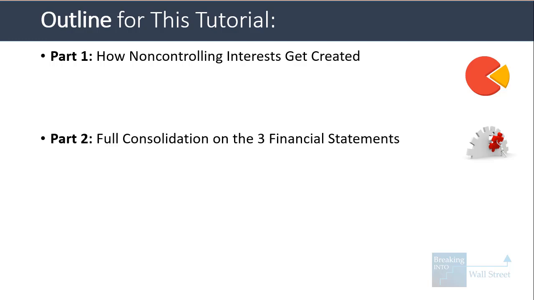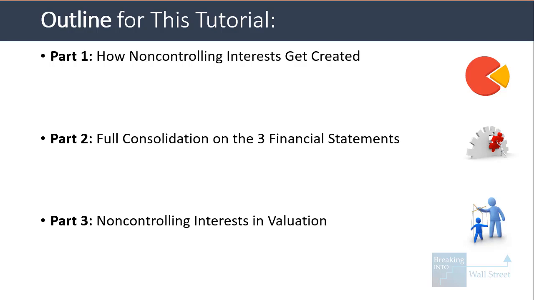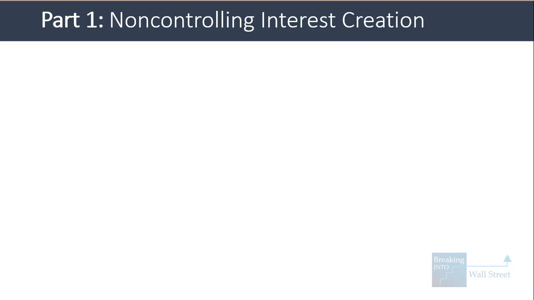Then we'll go through the full consolidation on the three financial statements, and I'll show you which line items change, which line items are simple additions, and which ones require a bit more thought. And then we'll talk about non-controlling interests and valuation and how you might have to adjust for these when you're calculating equity value and enterprise value and related metrics. Let's start with the creation of non-controlling interests here.